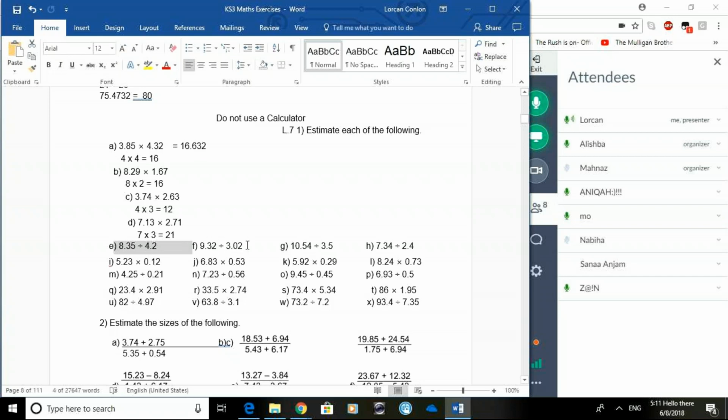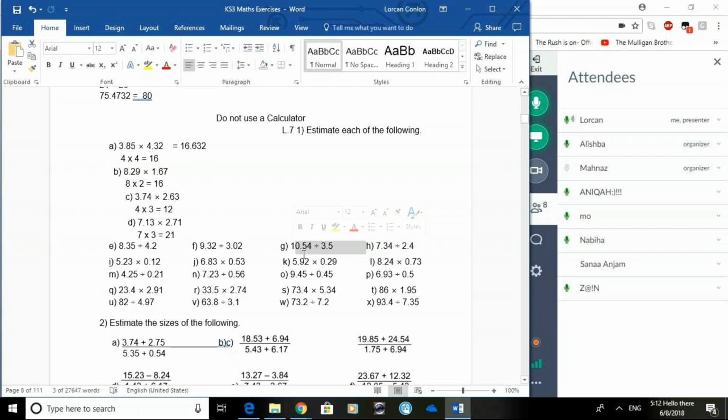Yep. Aniqua, can I ask what you estimated E to be and what you got as your answer? 9 would be 9, and 3 would be 3. So 9 divided by 3 would be 3. Perfect. Mo, what did you round this to for one significant figure?